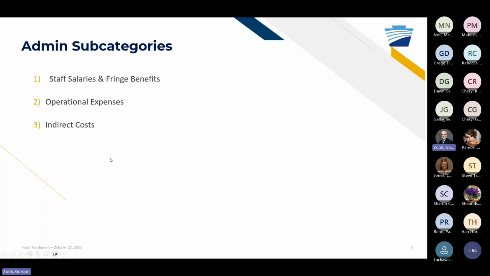Within administrative, there are three breakouts for the administrative subcategories. I didn't put the numbers on this slide for some reason, but A1 is our staff salaries and fringe benefits, A2 is the operational expenses, and A3 is the indirect costs. So these first two are pretty straightforward. We can identify what salaries and fringe benefits are, what operational expenses are. Indirect costs get a little bit trickier.